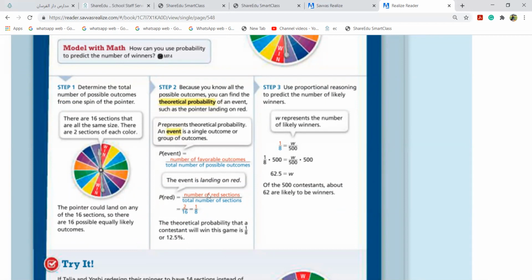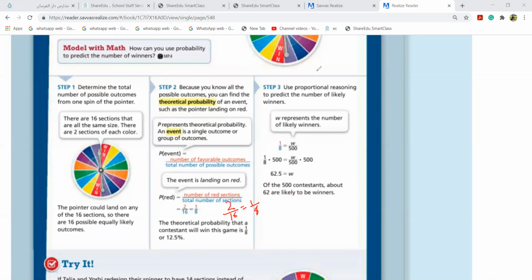P(red). How many sections were there? Total number of sections are 16. And how many red sections are there? As I told you, one color is repeating 2 times. So there are 2 reds out of 16. When I divide them, I get 1 over 8. If I take the percentage, I get 12.5%. So for each color, if I ask you red or blue or green or yellow, I have 12.5% of the chance.